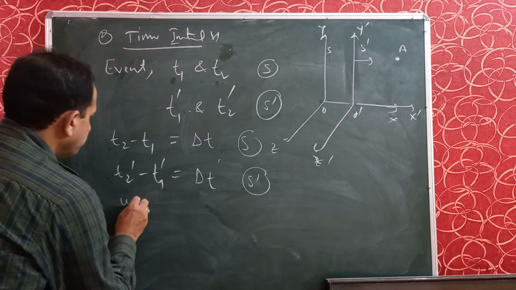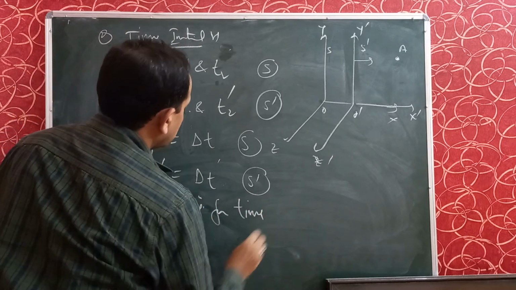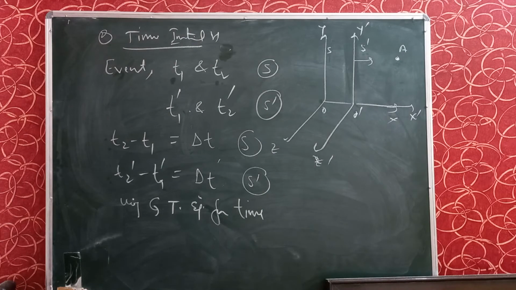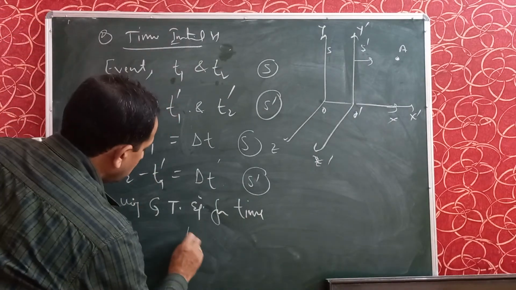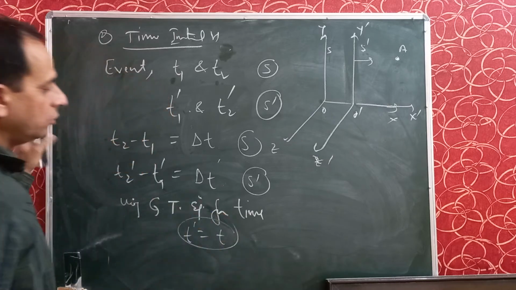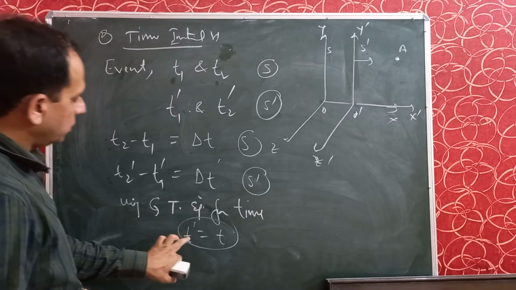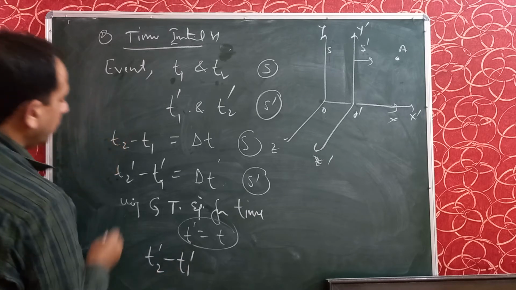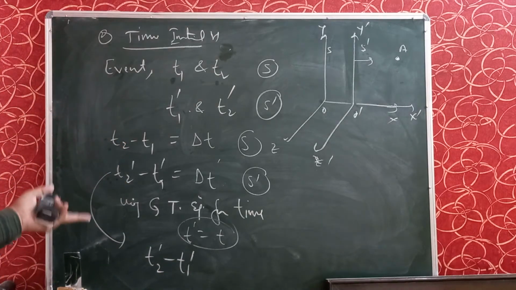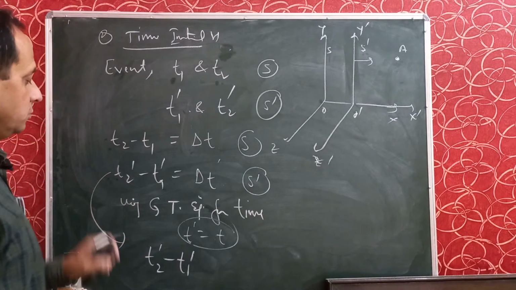So using the Galilean transformation equations for time. Now I am using the equation only for time. I am not using x, y, z, because it is an event of time. So the equation for time is t dash is equal to t. You know that, the fourth equation which we have already proved. So I am starting from t2 dash minus t1 dash. You can start either from dash or without dash. So I am starting from the dash.